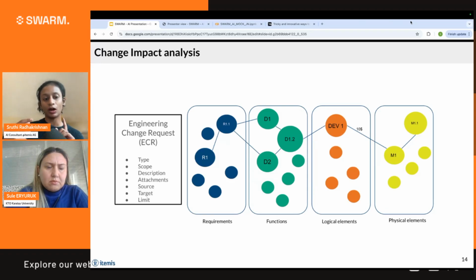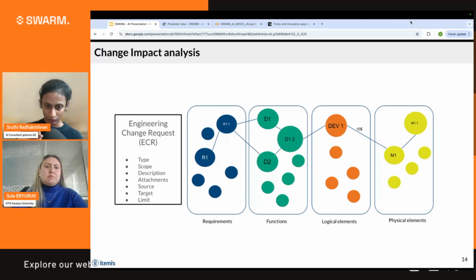Then you need to find out what the scope is. You need to see which elements will be affected because of this change, and what level of granularity you have to achieve in the system. Sometimes traceability within requirements and functions is good enough. Sometimes you have to find the physical elements that will change when you change certain logical elements, etc.